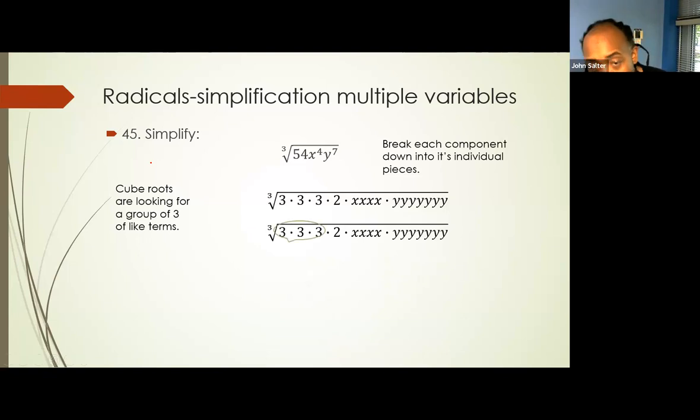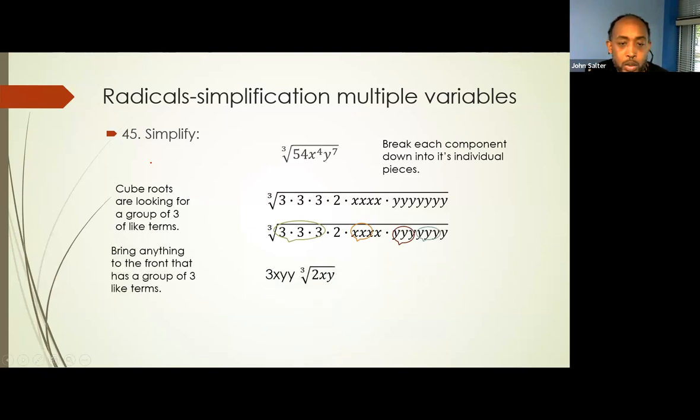I got 3 3's, I got 3 x's, I got 3 y's, so I can cube root that, pull that outside a little bit. So 3 3's, 3 x's, and 2 sets of 3 when it comes to the y's. So I brought out 3, an x, and 2 sets of y, and left everything else inside. 2, this x, this y got left. But this can get simplified a bit too.